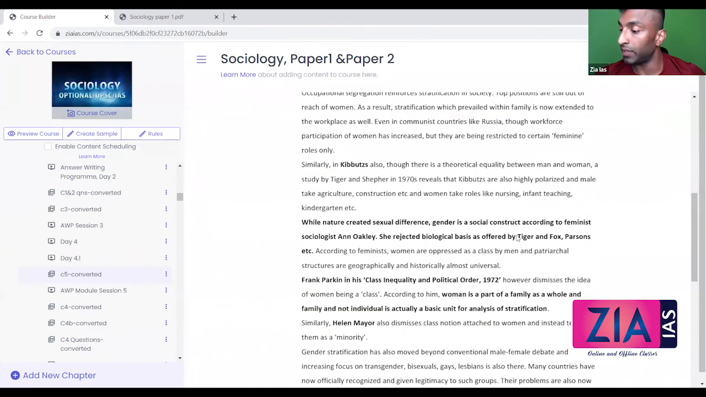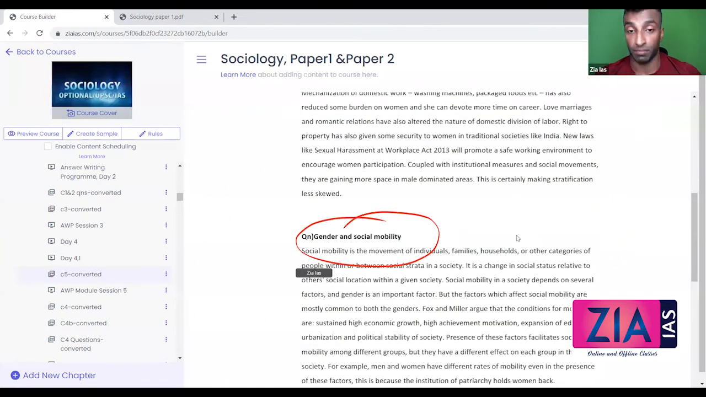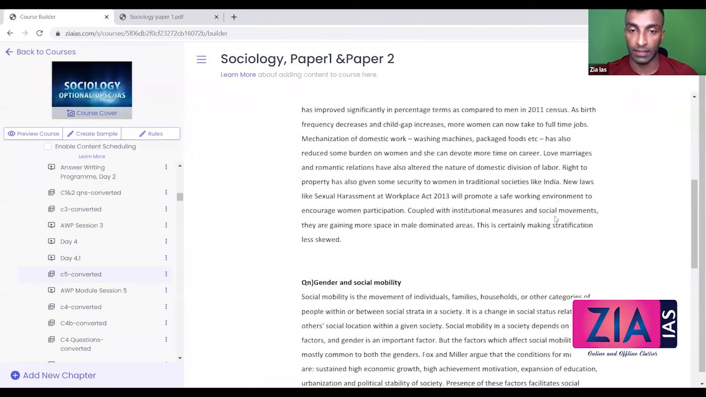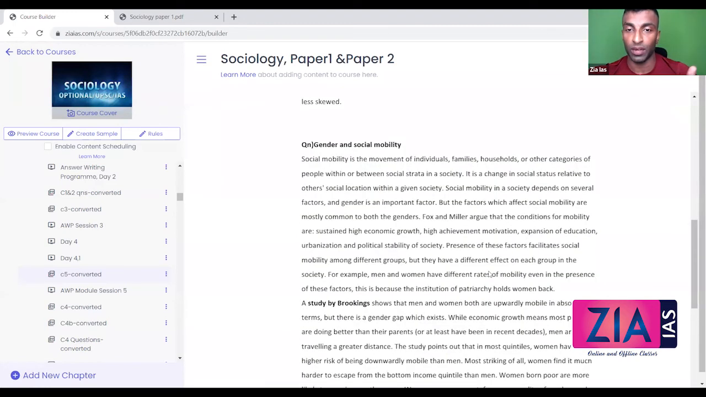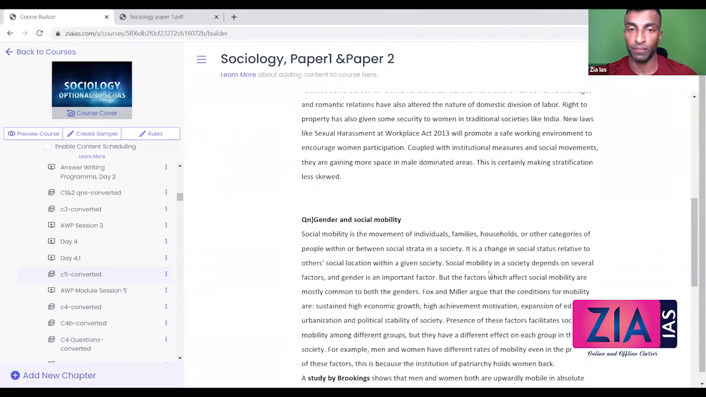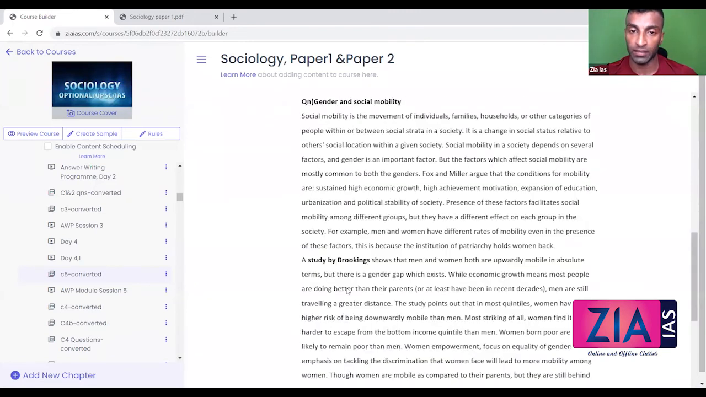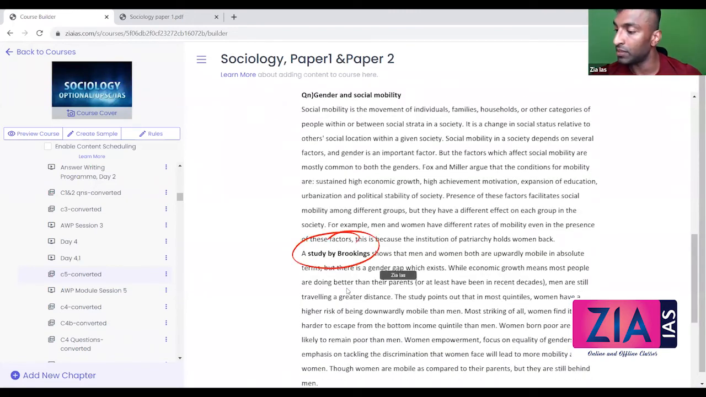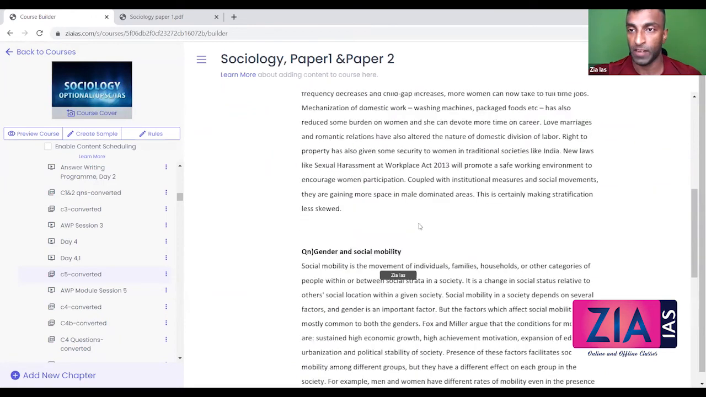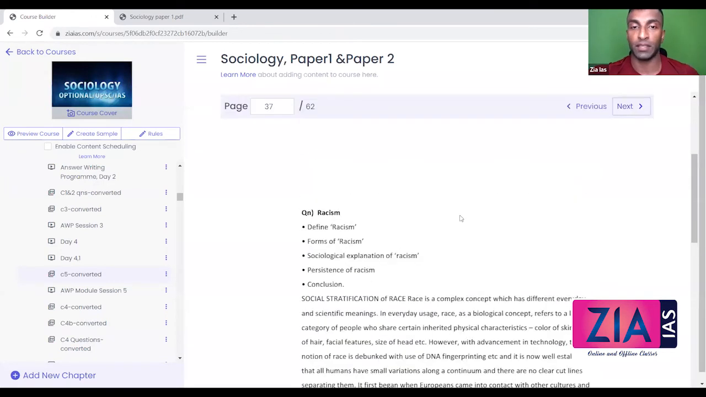Because gender, that question, this is a direct question. Okay. I've shown you that chapter on stratification, but at the same time, you will get a direct answer. This is a direct answer. There is nothing more. Okay. With the thinkers and the various studies, study by Brookings. Direct answer. Just cut, copy, paste.